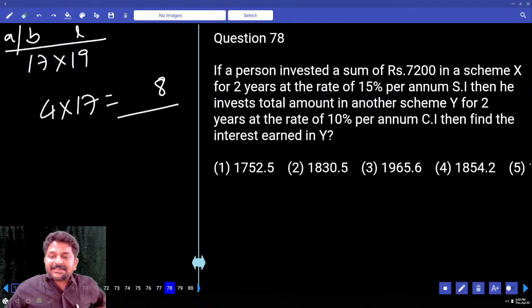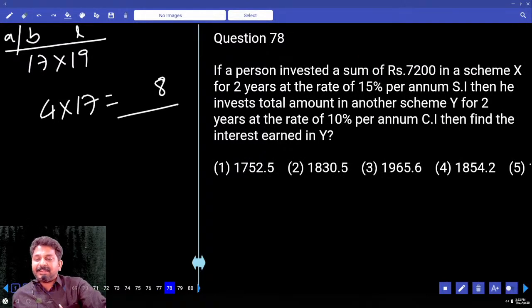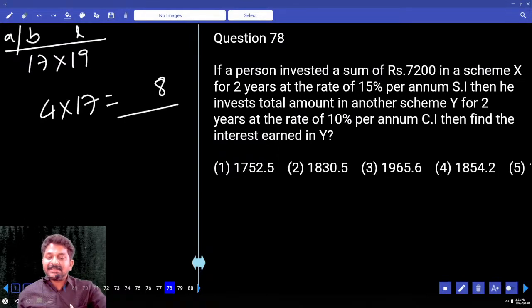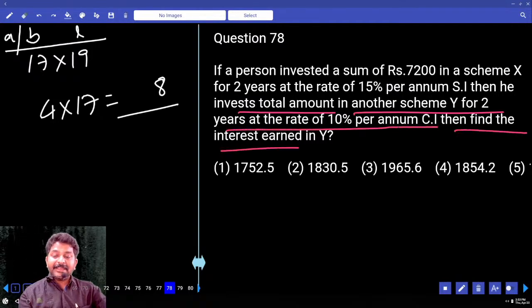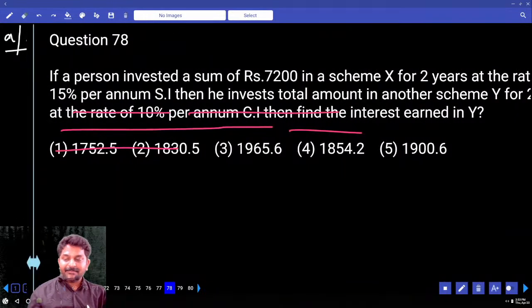If a person invested a sum of 7,200 in a scheme X for 2 years at the rate of 15% per annum simple interest, then he invested the total amount, in the sense principal plus interest, in another scheme Y for 2 years at the rate of 10% per annum compound interest. Then find the interest earned in scheme Y.